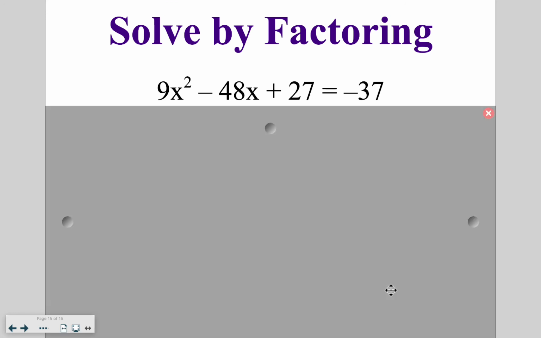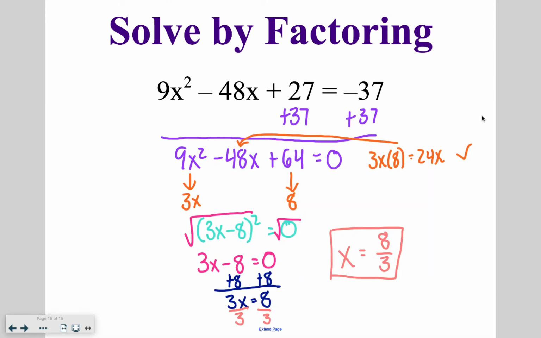Go ahead and try this one on your own. Adding 37 to both sides gives us 9x squared minus 48x is equal to 64. We have then our square roots of 3x and 8. Notice in this case, I decided to write it in the squared format, which then brings us back to our square root examples. So we've got 3x minus 8 is equal to 0. Adding 8, dividing by 3, I end up with x is equal to 8/3. Or if you chose to convert it into a mixed number, we have 2 and 2/3.